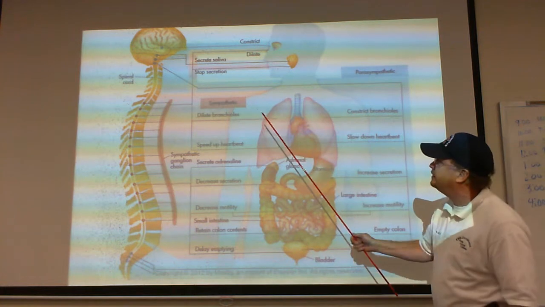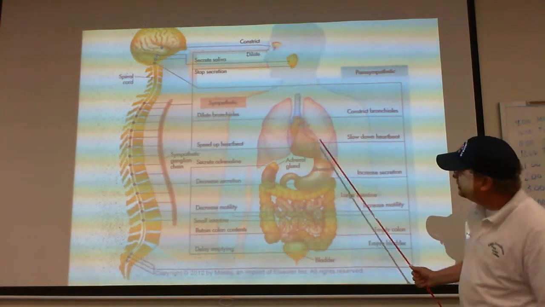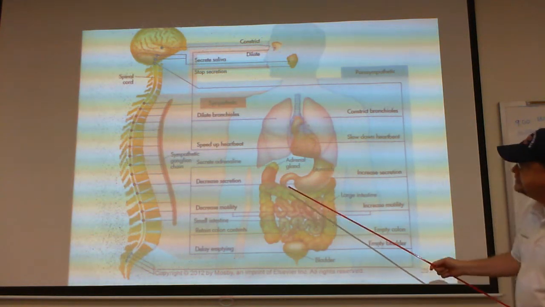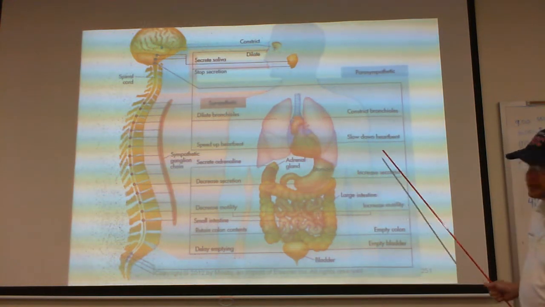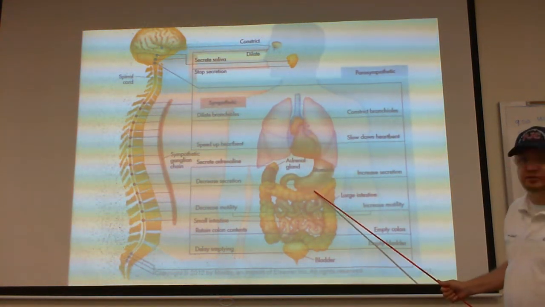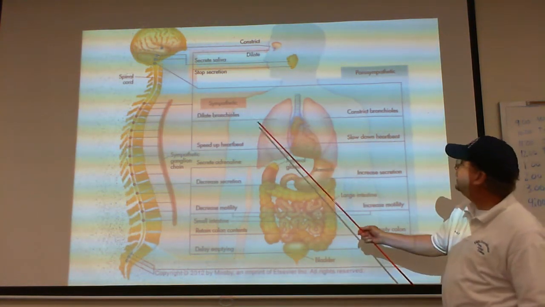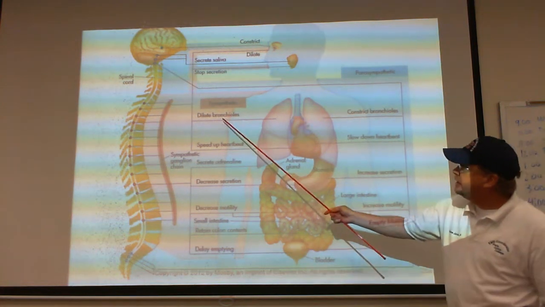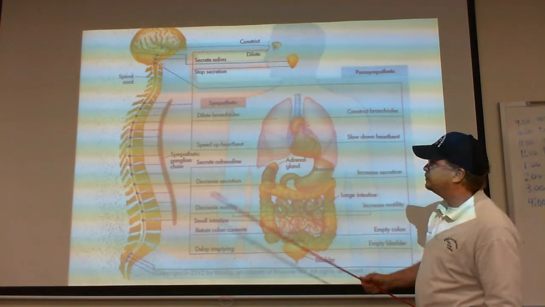And you can see that both systems actually innervate the same organs. Down here in the stomach and the intestines, the sympathetic nervous system innervates those, as well as the parasympathetic nervous system. Up here in the lungs, the parasympathetic nervous system actually constricts bronchioles, and the sympathetic nervous system actually dilates the bronchioles.